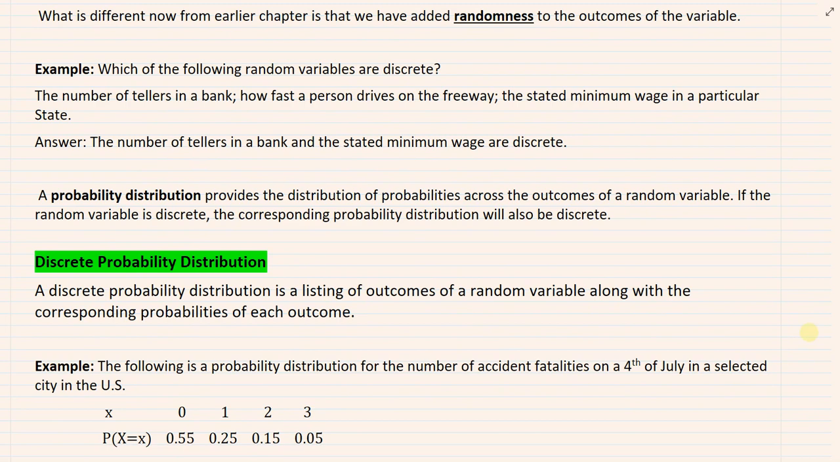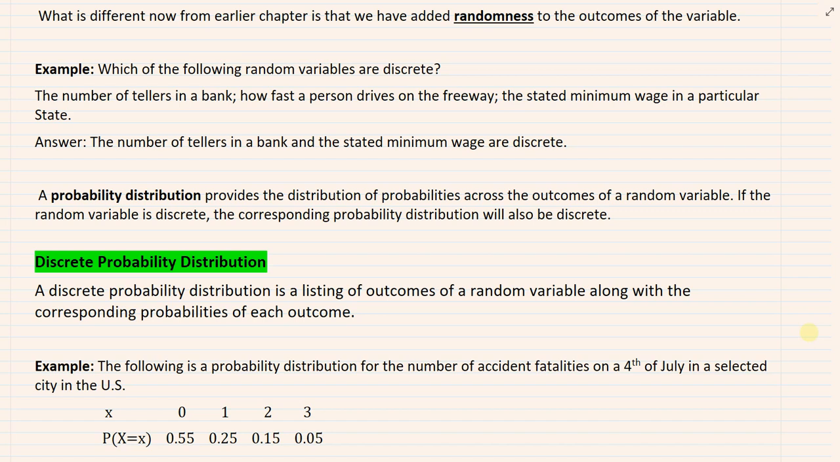So here I have an example: this is the probability distribution for the number of accident fatalities on the 4th of July. Let's say I went back about 30 years' worth of data, and this is just on the 4th of July, in a selected city in the US. So let's say this is San Diego, or it could be Los Angeles, New York, Houston. It's just one city. It's not a statewide or nationwide figure.